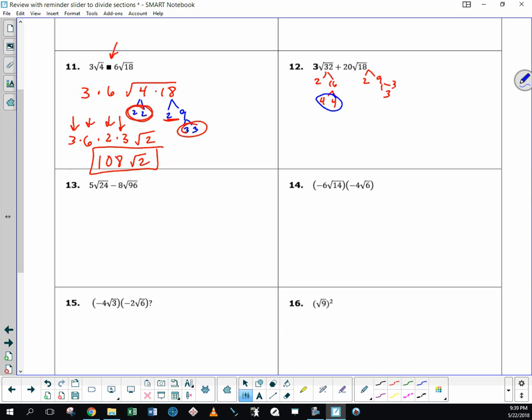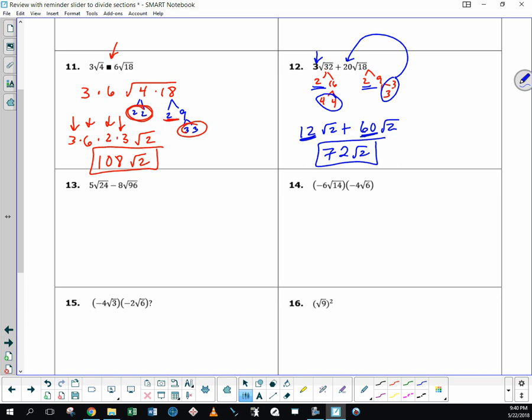So I've got a group of 4s, I can bring it out, so that means I have a 3 on the outside, and I'm bringing out a 4. So that becomes 12. I've got the square root of 2 left, plus I'm going to bring out a 3. 3 times 20 is 60, and I've got a square root of 2 left. Now all I have to do is add 12 and 16 to get 72 square root of 2, and we're done.